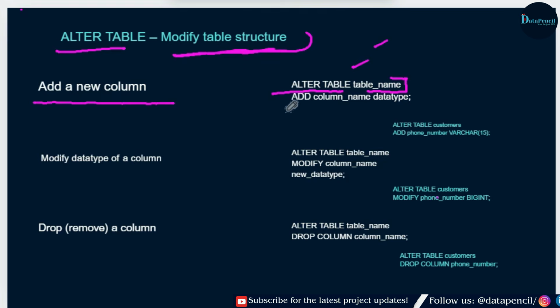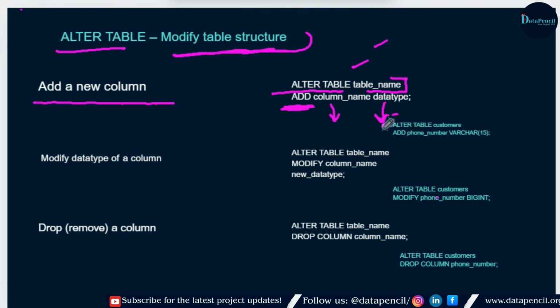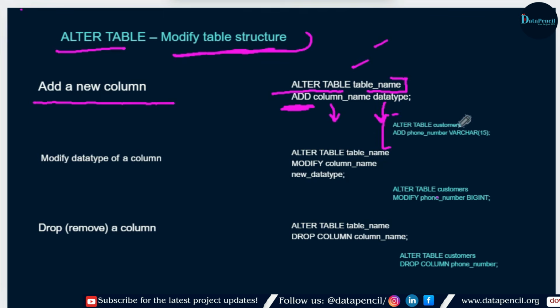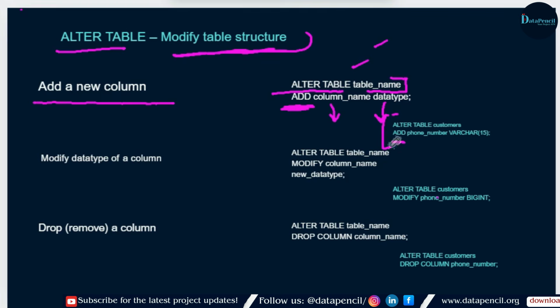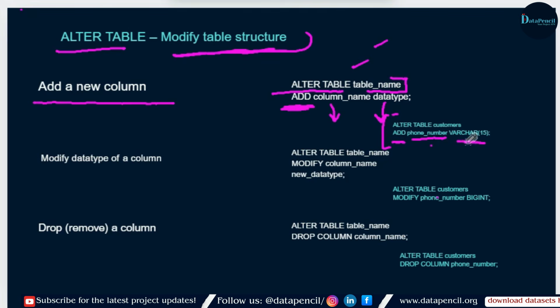Then you have to write the ADD keyword and then give the column name that you want to add and the data type of that column. So this is the example: ALTER TABLE customers table. ADD, which column do you want to add? You want to add a phone number column, so you have to write phone number with the data type.